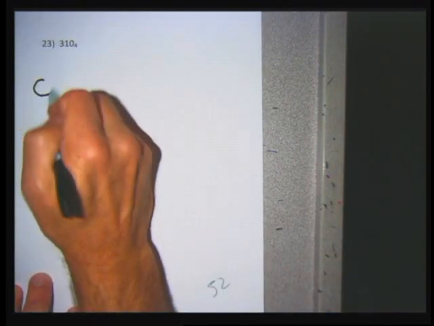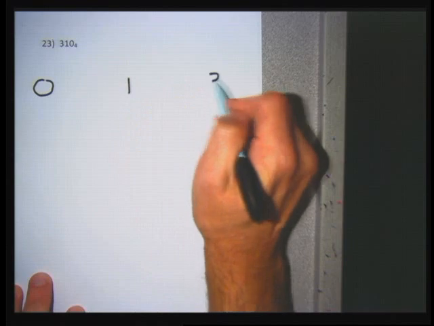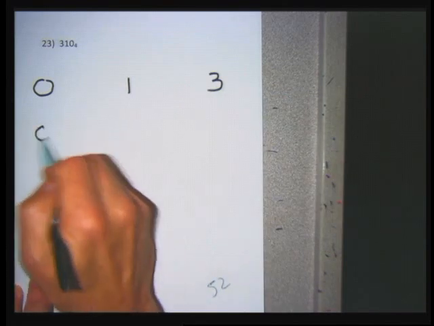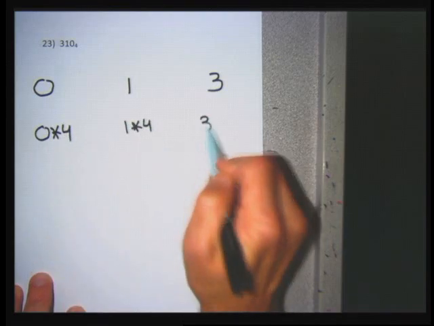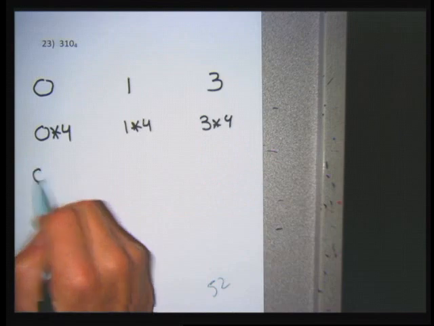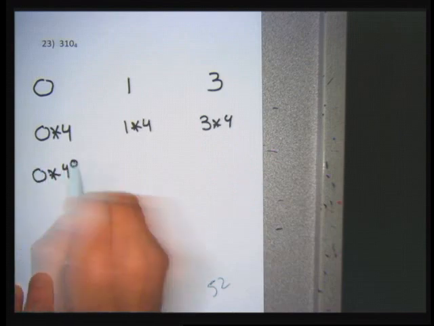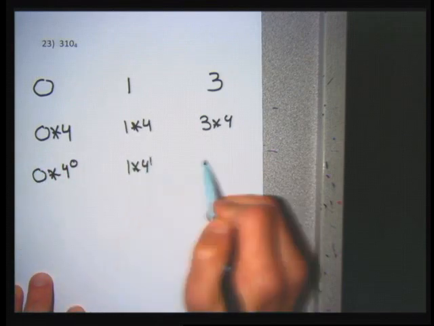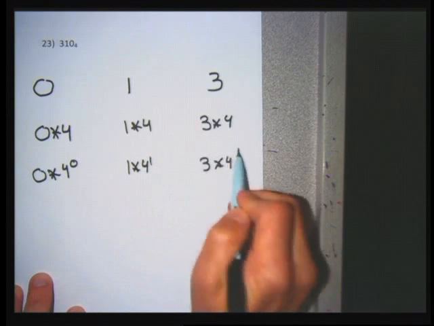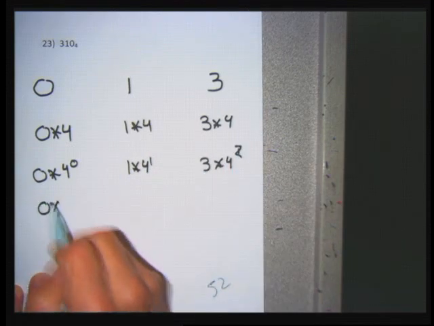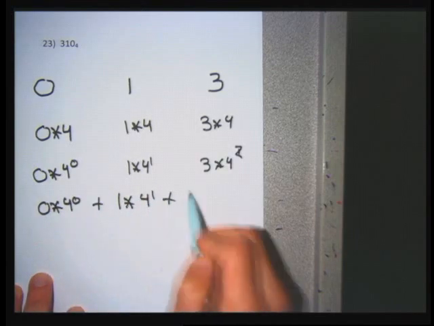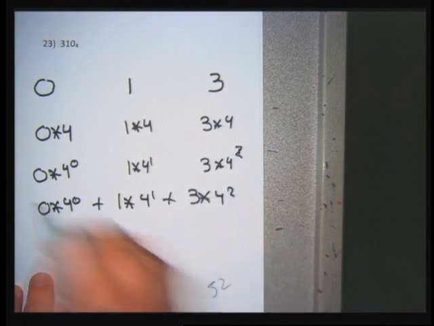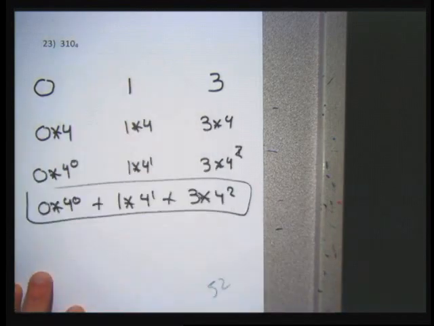So for 23, I'm going to write the number backwards. So I'm going to write a 0, a 1, and a 3. And then for each, I'm going to multiply by the base. The base is 4. And now I'm going to put exponents with that base, starting with 0 and working my way up. And then put plus signs between, and then break out my calculator. Again, I would probably not show anything but this final line. This line right here I can get to without showing the intermediate steps.